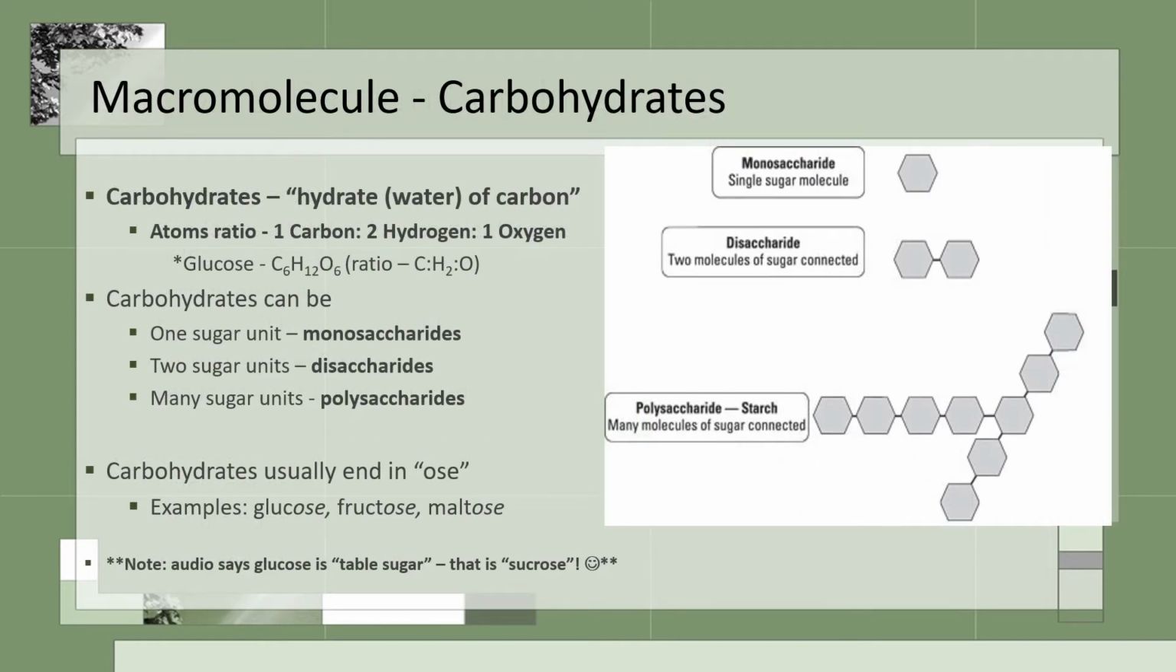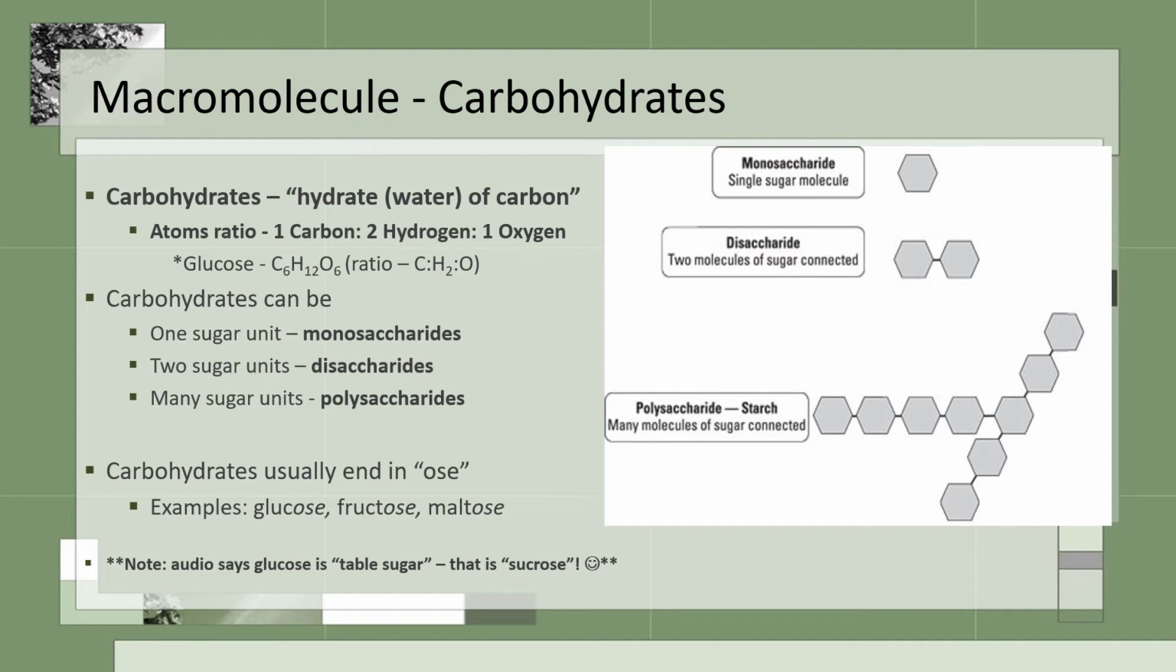There are 4 macromolecules necessary for life: carbohydrates, fats, proteins, and nucleic acids. Carbohydrates have a ratio of 1 carbon to 2 hydrogen to 1 oxygen, but are usually much bigger molecules like glucose or table sugar, which is C6H12O6, still the same ratio.